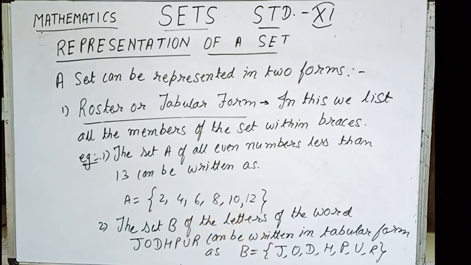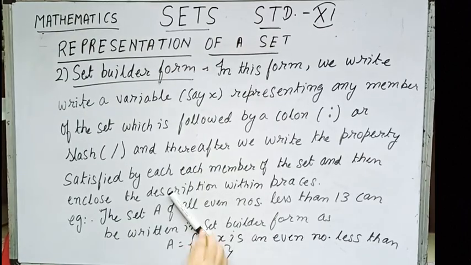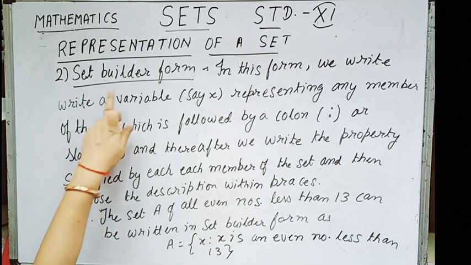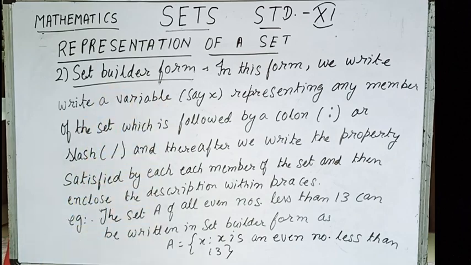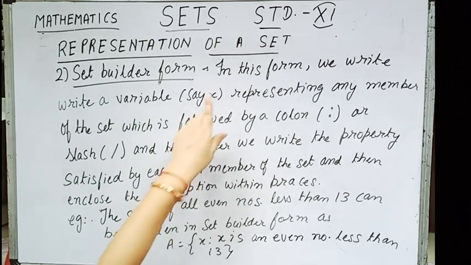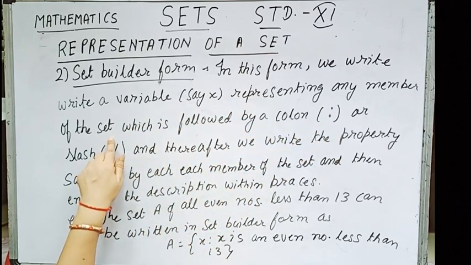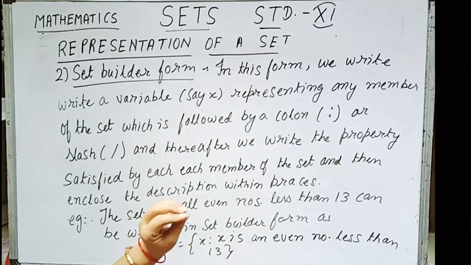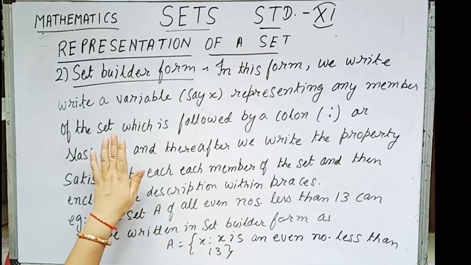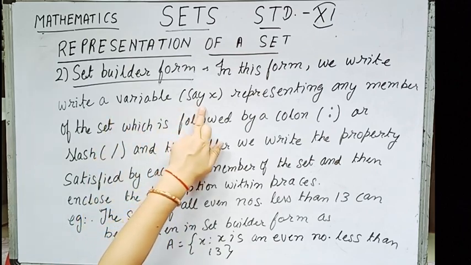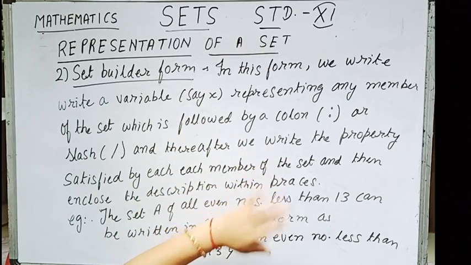Now number 2 is set builder form. So children, the second form of the representation of a set is called the set builder form. Set builder form, as the word suggests, building, builder. So we will build the nature of the set. In this form, we write a variable, say x, representing any member of the set. Whatever is the nature, whatever is the property of that set, we write that, say x as representing any member of the set.